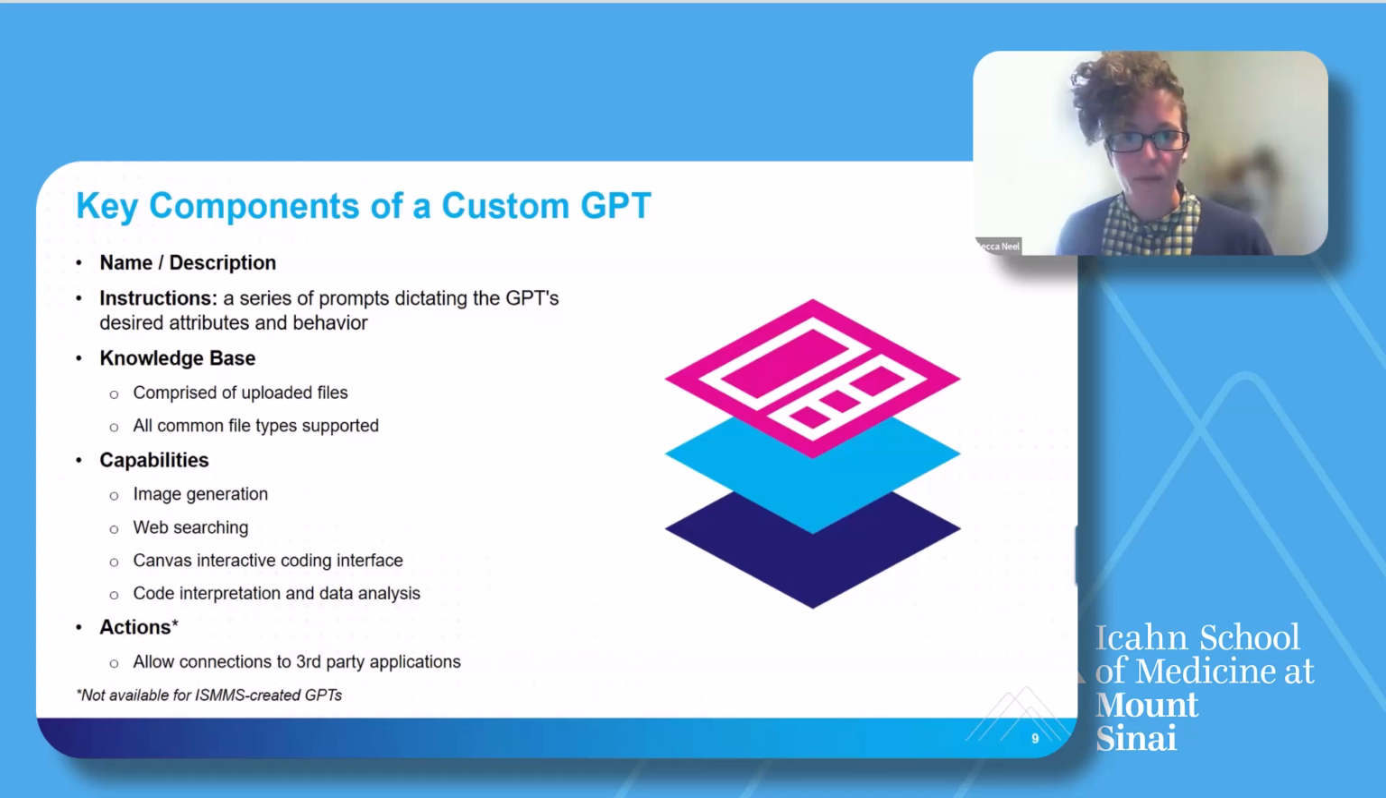Moving right along with OpenAI Custom GPTs, you have the ability to assign your GPT any of 4 specific capabilities, which are image generation, searching the open web, using the Canvas interactive coding interface, and code interpretation and data analysis. Finally, you can assign GPT actions, which are API connections to third-party applications. One example of this could be using the weather.gov APIs to generate weather forecasts for a specific region. Note that currently, GPTs created on the Icahn School of Medicine ChatGPT EDU accounts do not allow these actions.